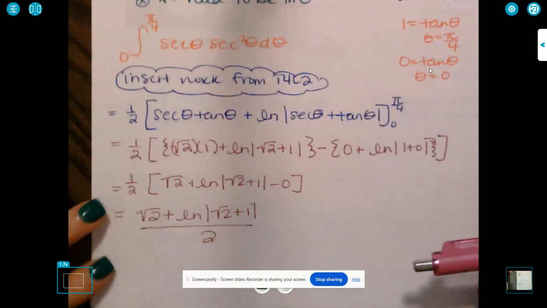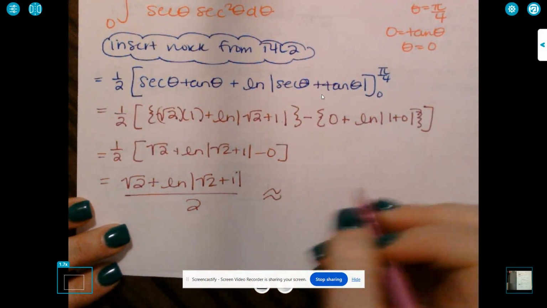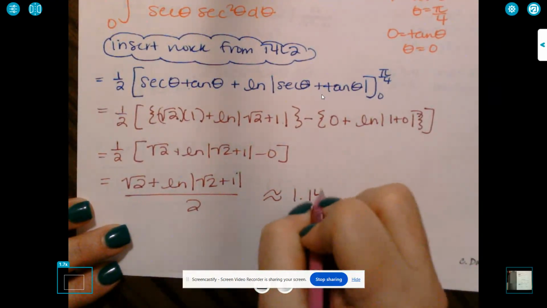And calculator active. Now, obviously, calculator active, we could have put this in way up here, but that's going to give you an approximation of 1.148.